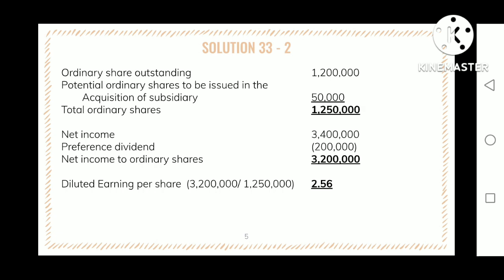Net income is 3,400,000. Preference dividend is 200,000. Net income to ordinary shares is 3,200,000. To compute the diluted earnings per share, we first have to get the net income to ordinary shares, which is 3,200,000, over the total ordinary shares with a total of 1,250,000, and the computed diluted earnings per share is 2.56. Note that the preference share is non-convertible and therefore not a potential ordinary share. Thus, the preference dividend paid is deducted from the net income.